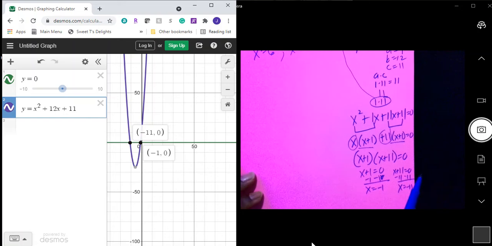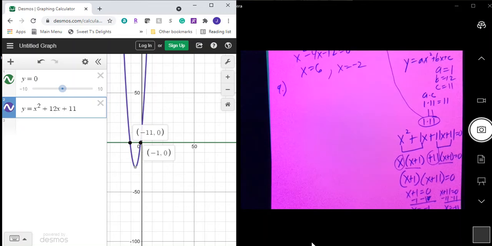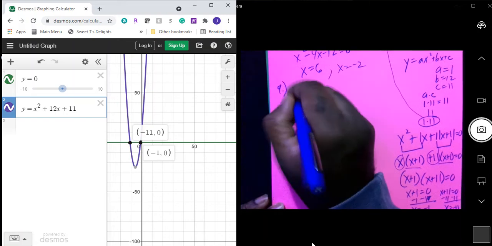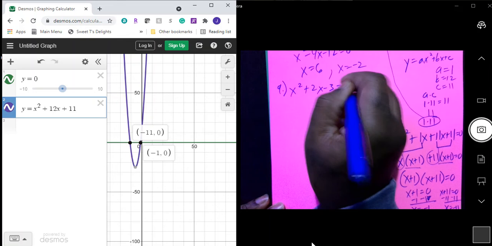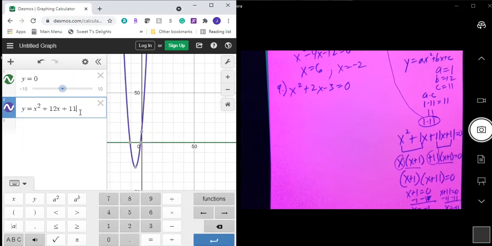The next problem would be problem number 9. Now, problem number 9 says solve the equation by using either a numerical or graphical approach. And I'm pretty sure that most of you would want to use the graphical approach. So we know we will have y equals 0, and then y is equal to x squared plus 2x minus 3.